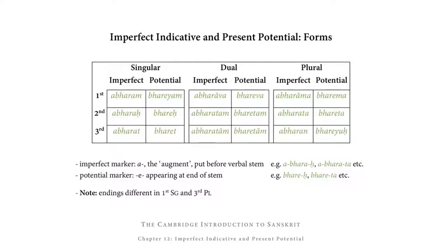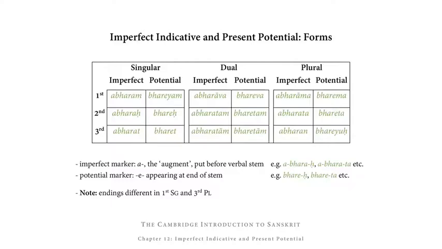Let's look at the potential singular. Here we have pareyam, pareḥ, paret. Let's ignore the first singular for the time being, we'll come back to that, and let's look at pareḥ and paret. What we have here is no a, no past tense marker, because this is not a past tense. And then we have pare.